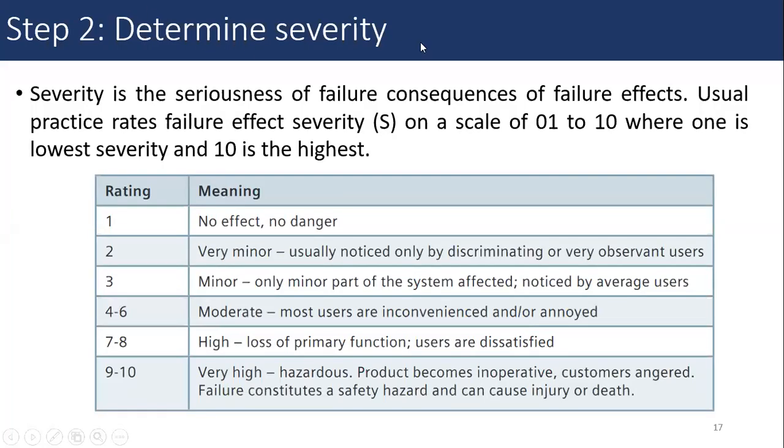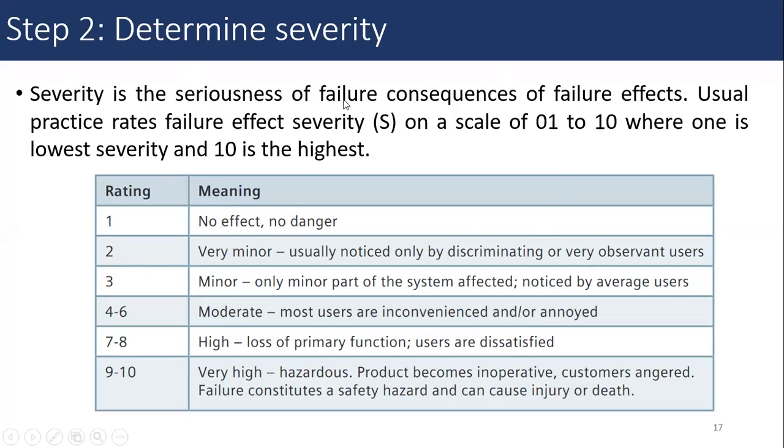Then determine the severity. This is very critical: how to determine the severity. Sometimes we can use our past experience or modern data, or basically we use brainstorming to determine its severity.